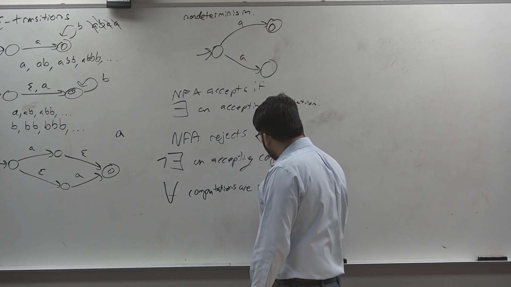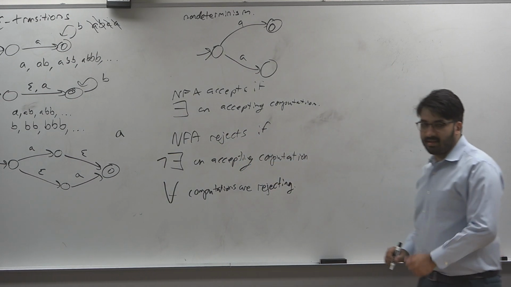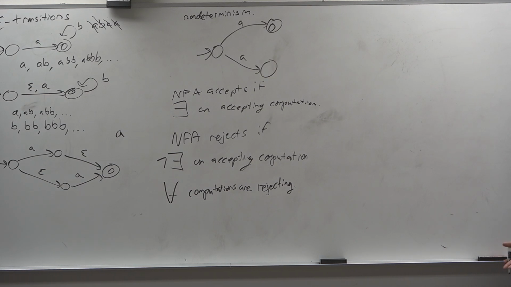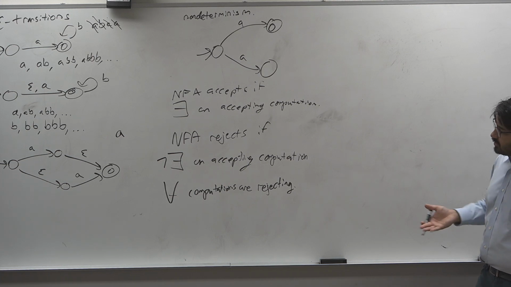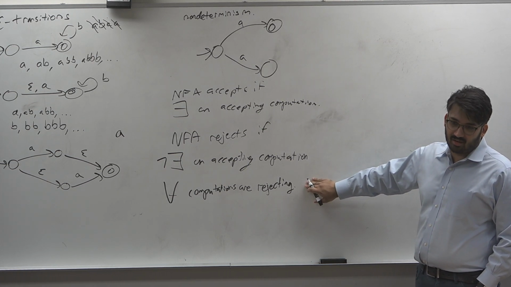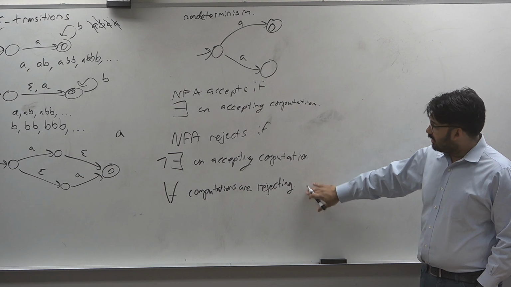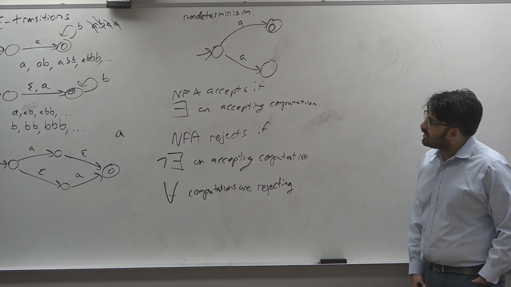So what we see here is that non-determinism is in fact a biased power, in the sense that it's easy to accept. If an NFA accepts, it's easy to determine this. All you have to do is find an accepting path. But how do you determine if an NFA rejects? What you have to do is determine that every single computation path is rejecting. So one of these is easy and one of these is hard, in the sense that you could easily convince someone that an NFA accepts a string, but it's more difficult to convince someone that an NFA rejects a string, right? One of them requires more work. So the non-determinism is biased in this way.